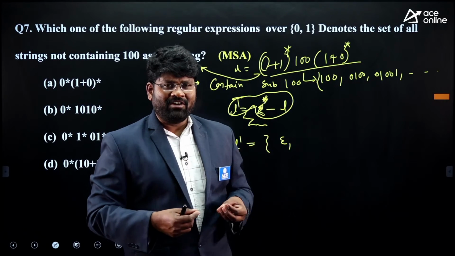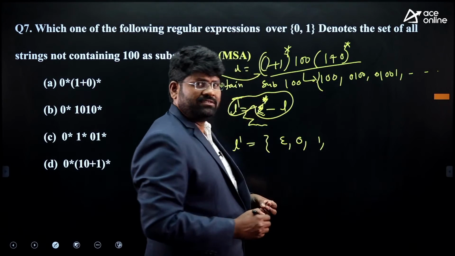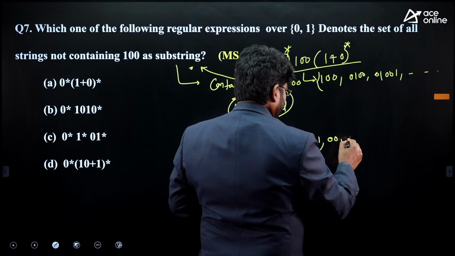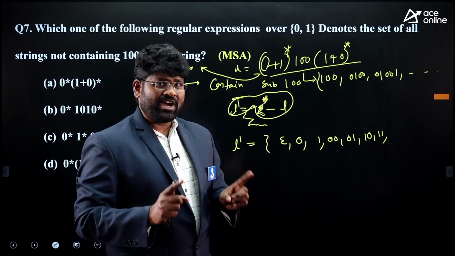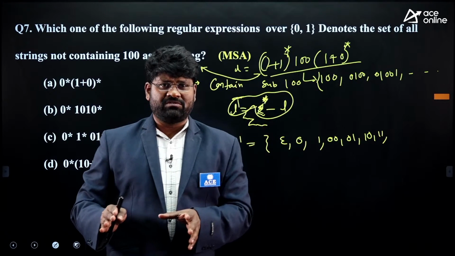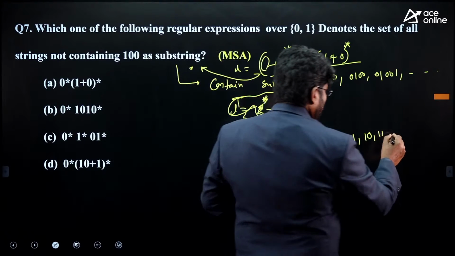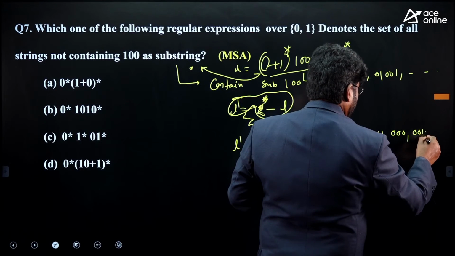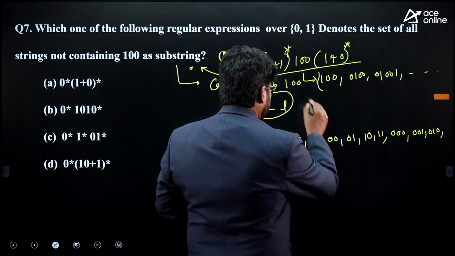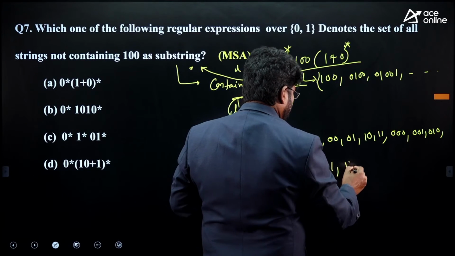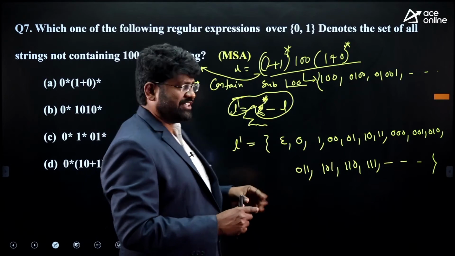In sigma star, the very first string is epsilon. Later you can find 0 and 1. You can find all length 2 strings. All length 3 strings I can also find in L dash except 1, 0, 0. Except 1, 0, 0, the rest will be present. So 0, 0, 0 is possible, 0, 0, 1 possible, 0, 1, 0 possible. 0, 1, 1 is possible, but you don't have 1, 0, 0. But 1, 0, 1 is possible, 1, 1, 0 possible, 1, 1, 1 possible. I am just writing the members of L dash.